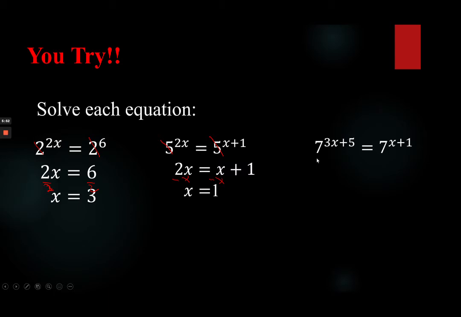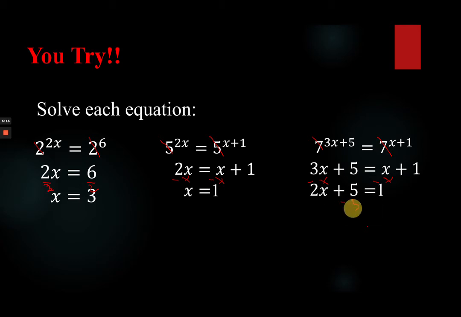Here is the last example with the same base. Cancel out your 7, and so you write the equation of the exponents: 3x plus 5 is equal to x plus 1. Subtract x from both sides. You have 2x plus 5 is equal to 1. Minus 5, minus 5, and so it's negative 4. 2x is equal to negative 4. Divide by 2. x is negative 2. Okay?